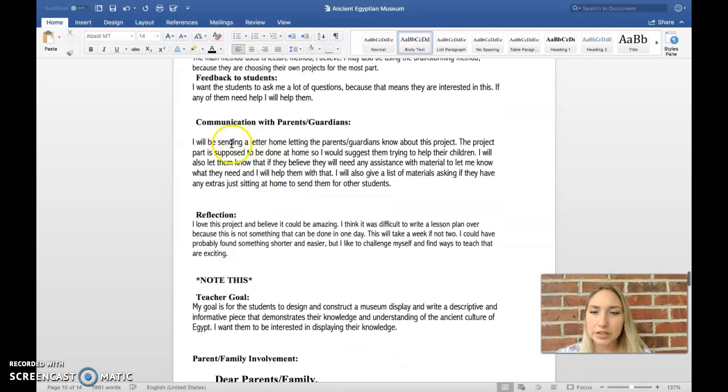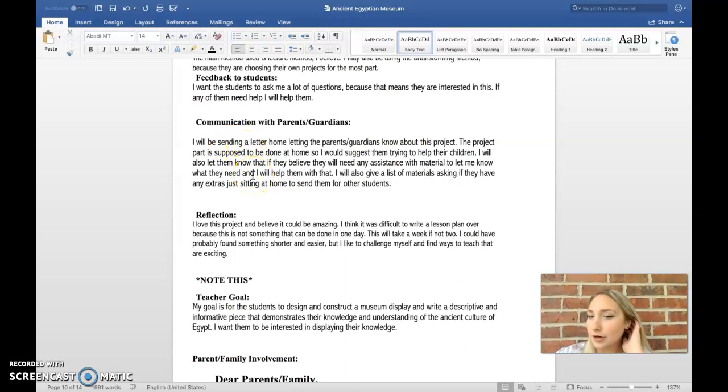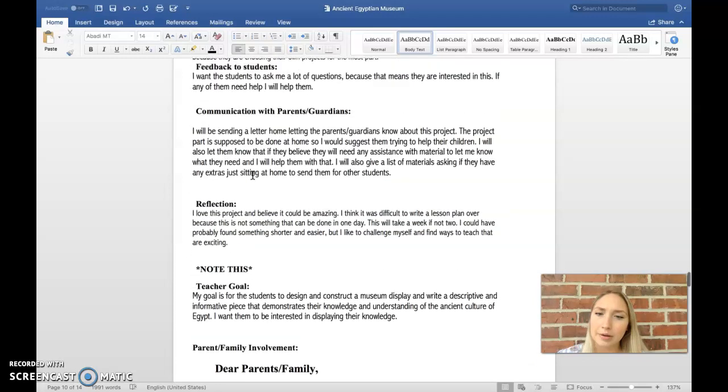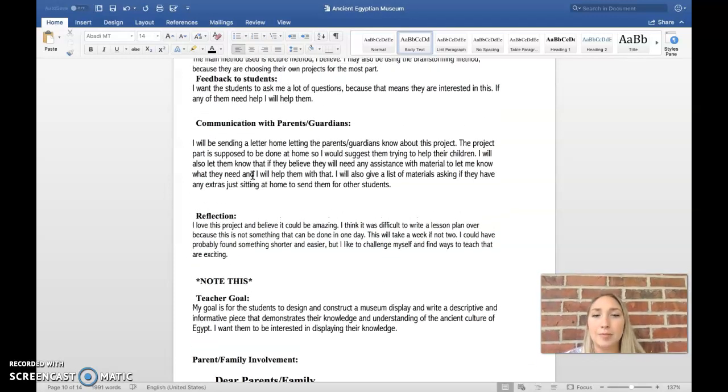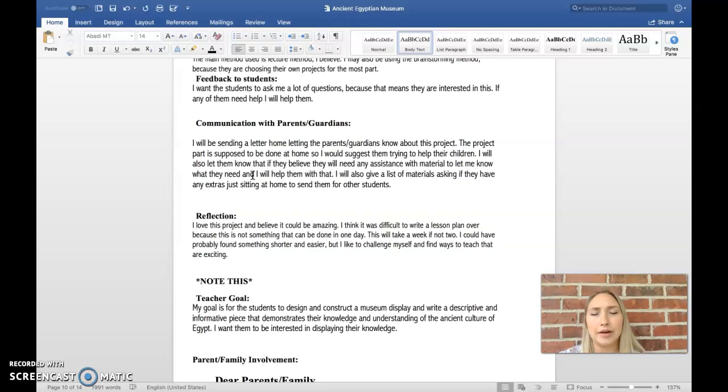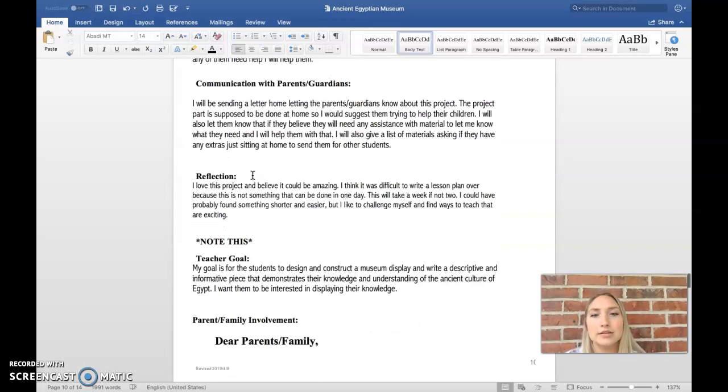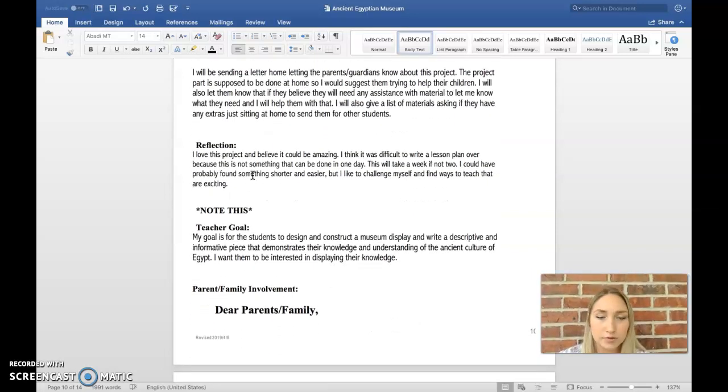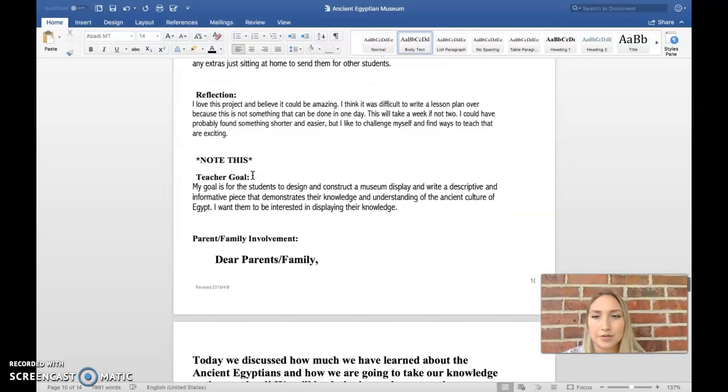Communication with parents. I'll be sending a letter home, which I have farther down here. But basically, it's going to be about the project and letting them know that they're going to be doing this project at home, and I'm trying to suggest them to help their children, and I'll let them know that if they need any assistance with materials or anything, to let me know and I can send that home with their child. Or if they have extra materials at home, then they can send those with their child for students that may not have the materials.